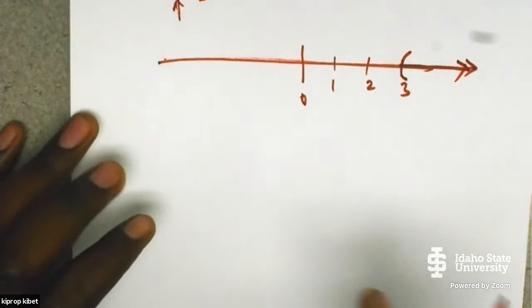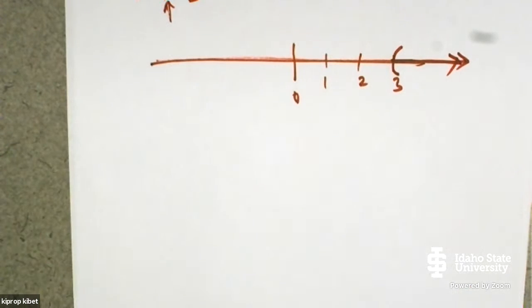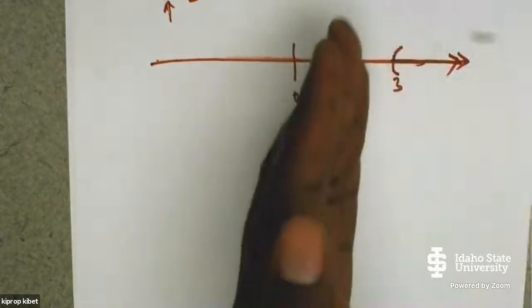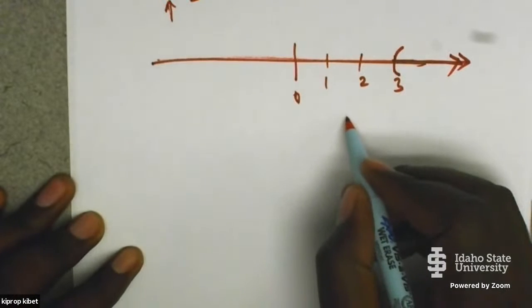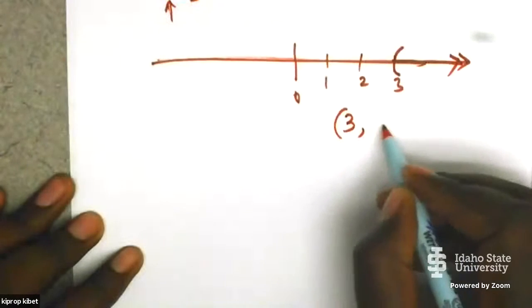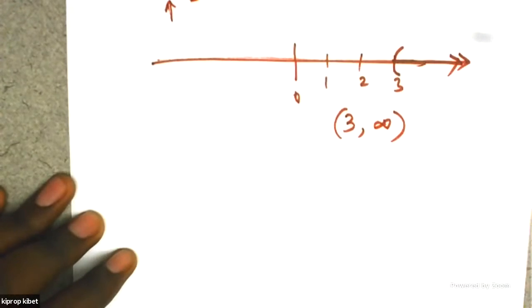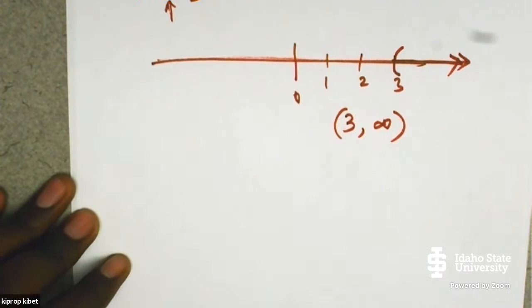So where do we start from when we're writing the interval notation? We start from the left, and then the next one is to the right. So in this case, it will be 3 and then infinity. Okay? Are you okay now?